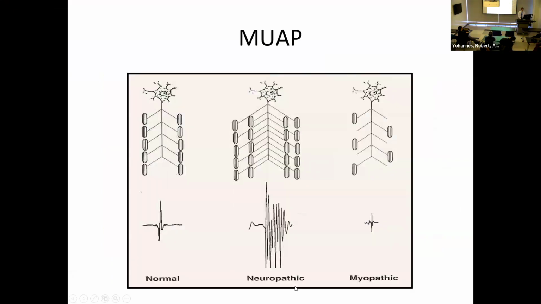Okay. So here we have the three kind of flavors when we analyze a unit. Remember, we started the talk with spontaneous activity. Now we're analyzing the unit itself, and we gave two flavors. One is large polyphasic, long duration units, which are neurogenic, and then the small units, which are myopathic. Okay, so this is what we get when we analyze individual units.